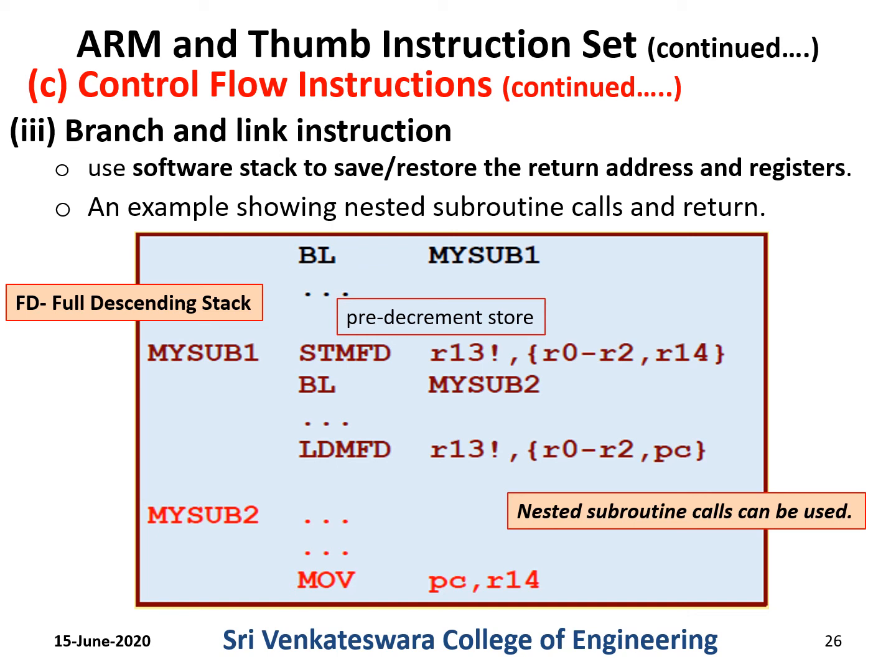So here in the second subroutine, the last instruction must be MOV PC, R14. So R14 is having the address of the instruction which is placed in MYSUB1. So now control will be transferred to the first subroutine, and it will start executing all the instructions. The last instruction must be the load multiple registers full descending stack instruction, LDMFD.